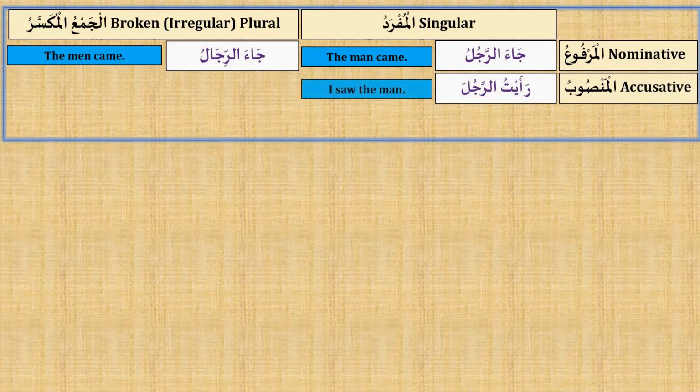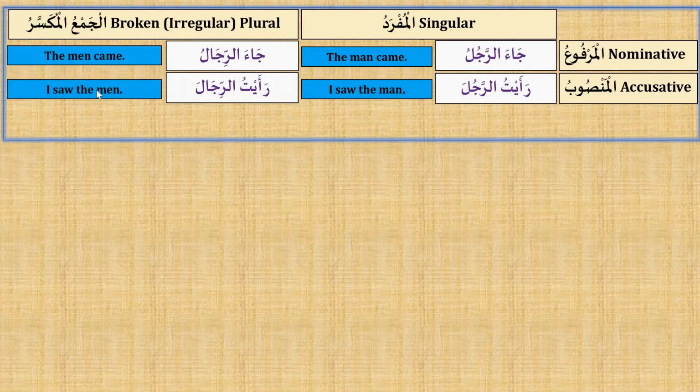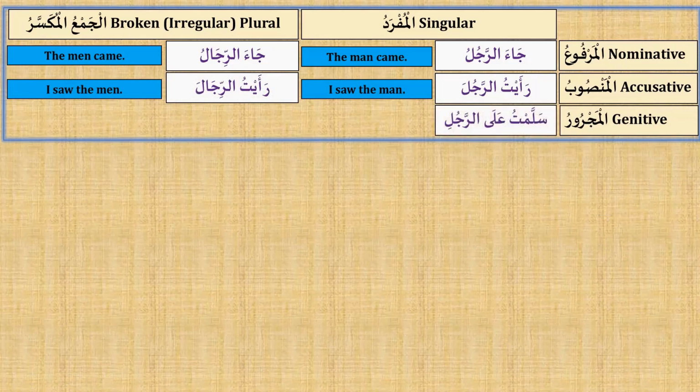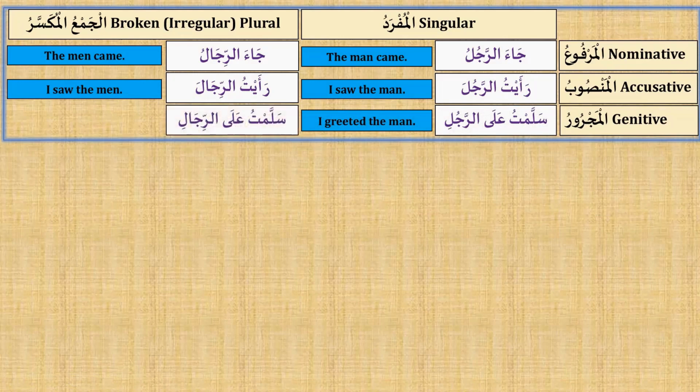رأيت الرجل. I saw the man, and the plural is رأيت الرجال. I saw the man. The third and the last case is Al-Majur, genitive case. سلمت على الرجل. I greeted the man, and the plural is سلمت على الرجال.